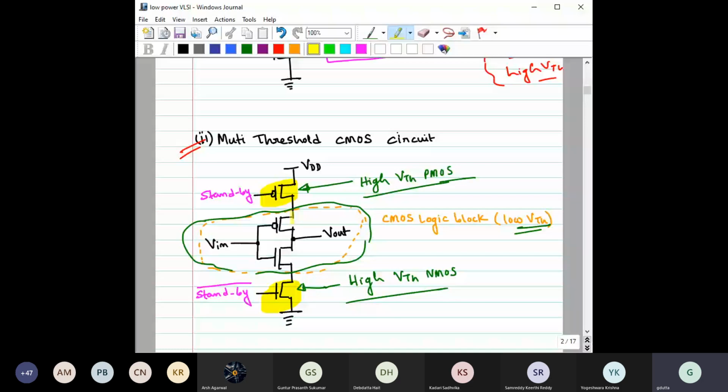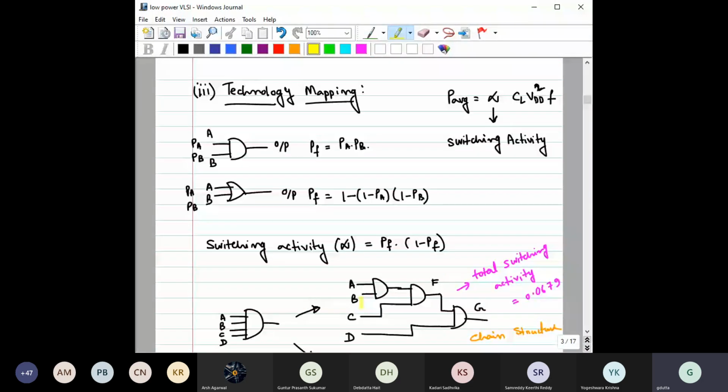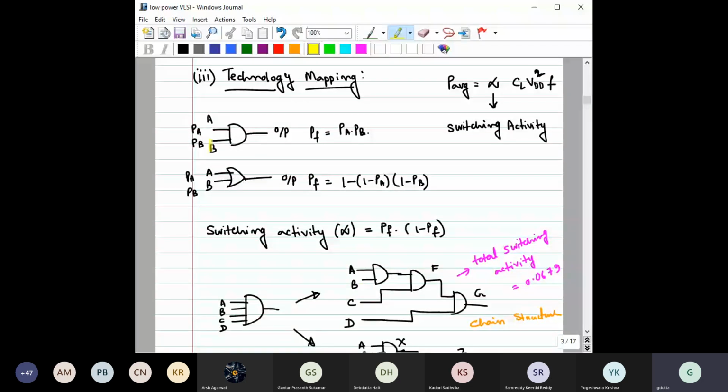As a result, you have to make this width quite large, so that the voltage drop across these two should not be that drastic. So this is the next technique that we discussed yesterday. The third one that we discussed is technology mapping. We will just discuss technology mapping.